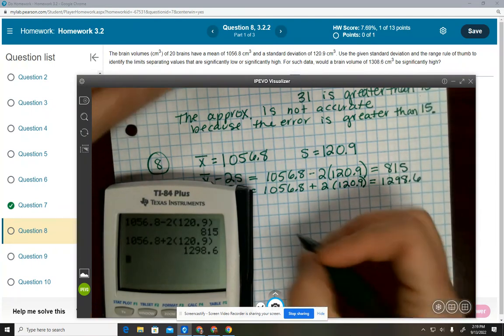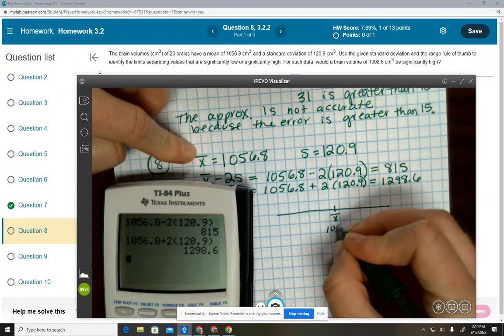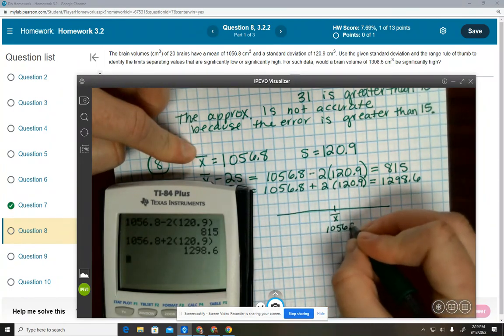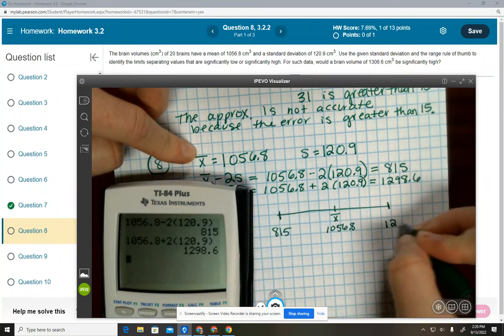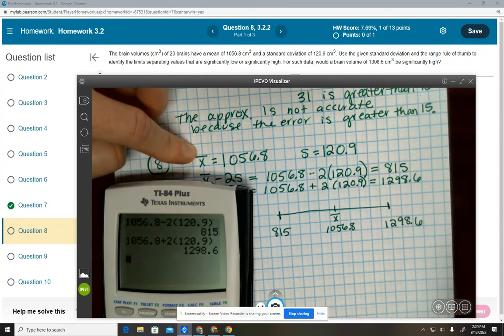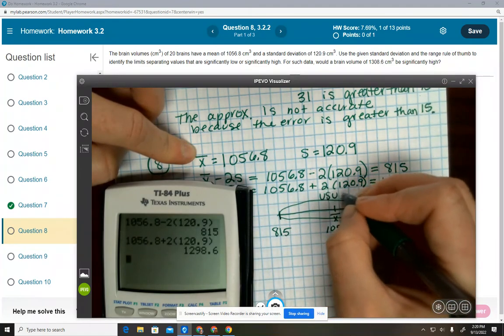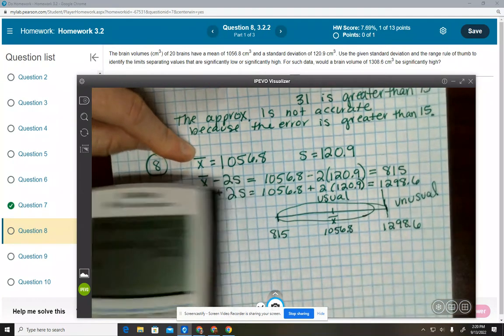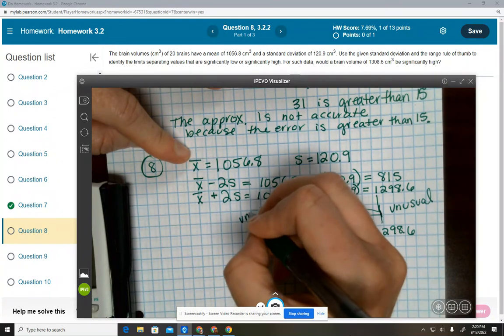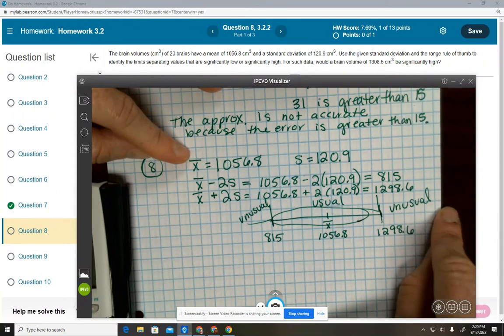So what this means, if I were to put this on a number line, my mean goes in the middle. It's going to be 1056.8. And then 2 standard deviations would be right here. It's 815. 2 standard deviations above. So right here is considered usual, and anything beyond is considered unusual. So think of this as a number line. So there'd be 700 here, there'd be 1400 over here.